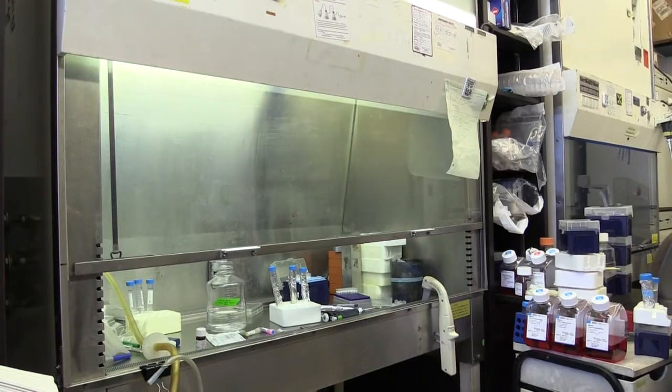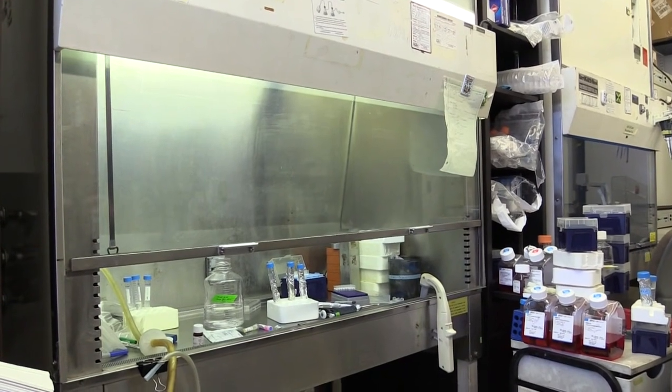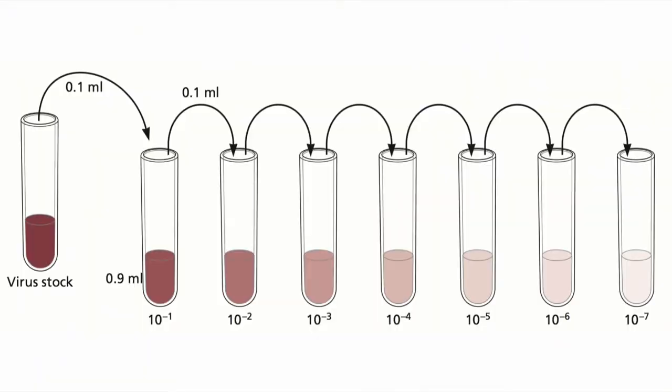Let's now take a look at how a plaque assay is really done. We do plaque assays in a cell culture hood, which provides an aseptic environment to keep our cells sterile. Starting with a sample of virus, we make tenfold dilutions by adding 0.1 ml of our virus stock to 0.9 ml of medium, mixing and then repeating.